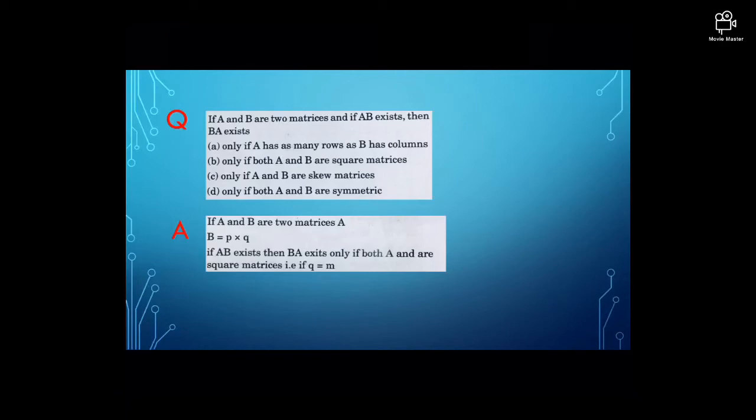Moving on to the next question. If A and B are two matrices and if AB exists, then BA exists if both A and B are square matrices. That we know. These are all properties of matrices. So the correct option will be option B. And this question was also asked for 1 mark in 1997. So just make a note of it.